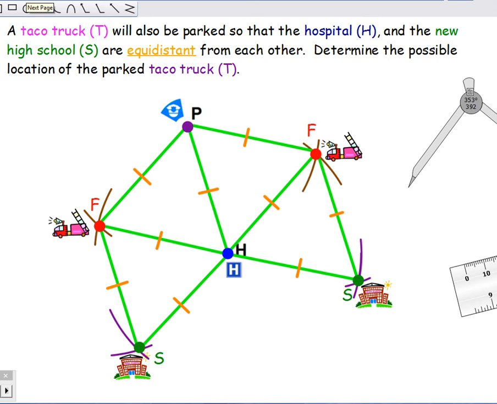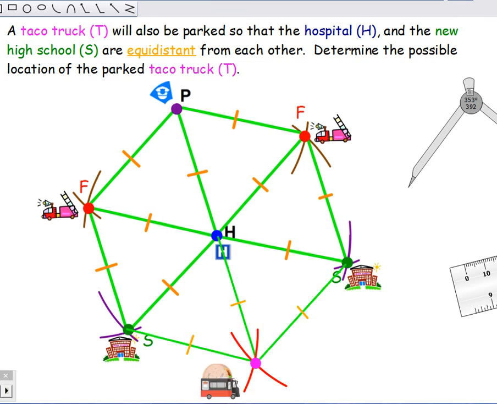A taco truck will also be parked so that the hospital and the new school are equidistant from each other. So determine where the taco truck should go. Okay, so then we can do it one more time. Find that place where it's equidistant, and voila, the taco truck. All right, and we have just constructed a hexagon. So one way of looking at constructing a hexagon is to just continue to make equilateral triangles around one point.